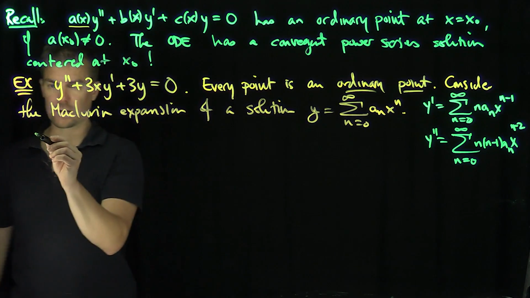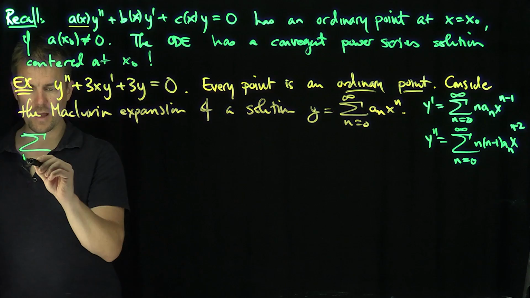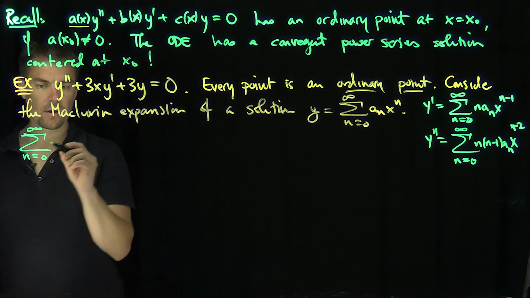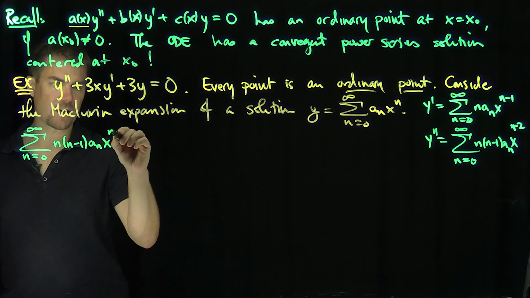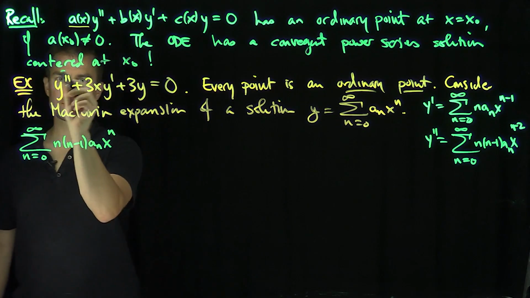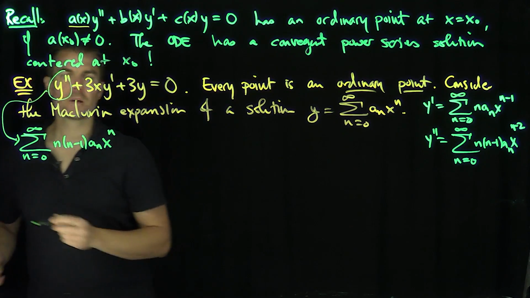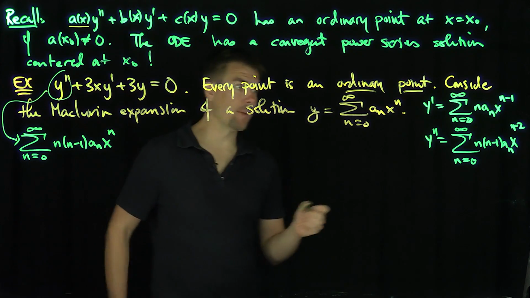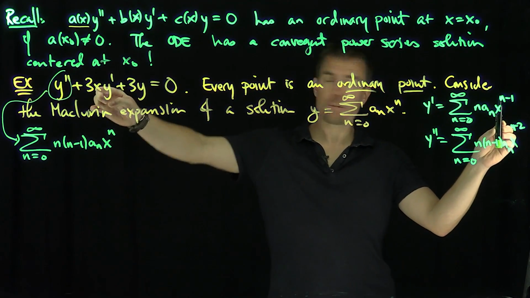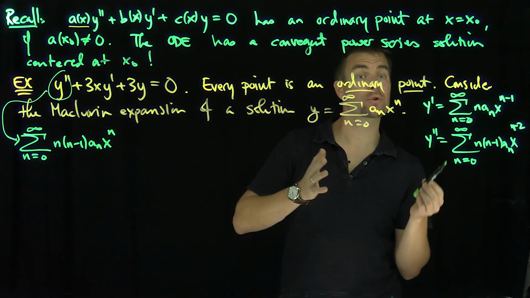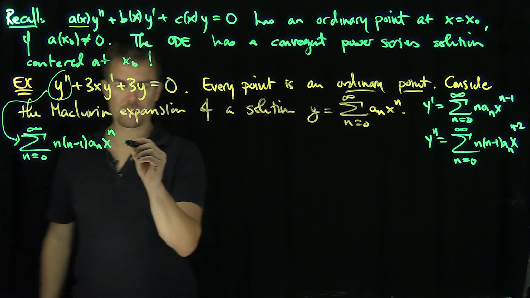So the first term over here is going to be the sum, n goes from 0 to infinity, of n, n minus 1, a n x to the n minus 2. Okay, that's what y double prime is. So this term over here goes right over here. Then I have a 3x y prime. Well, if I multiply the y prime by x, what's going to happen to that negative 1? If I multiply the 3x by that x to the n minus 1, it's going to turn into x to the n, right?